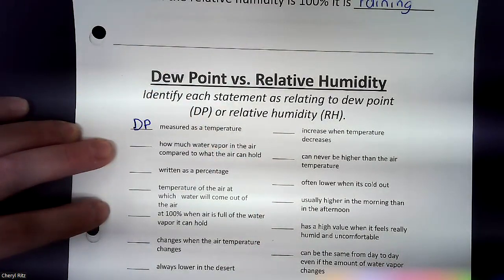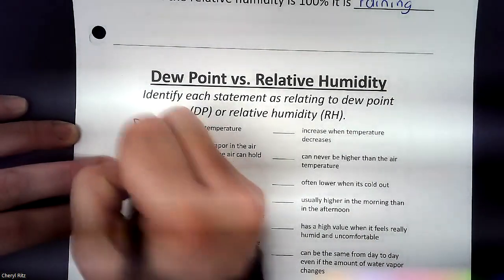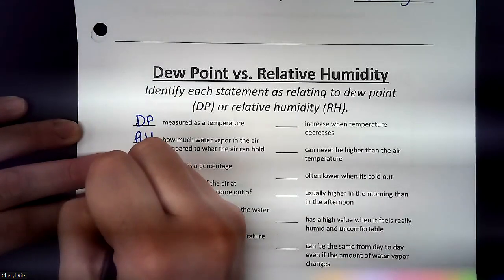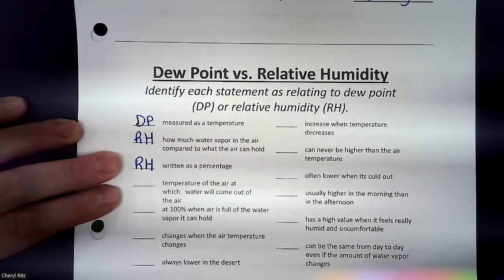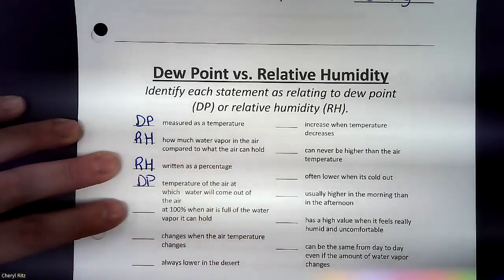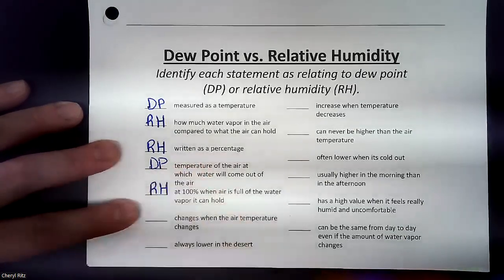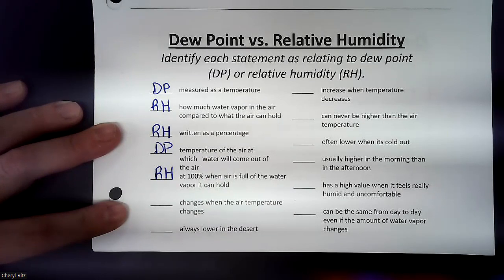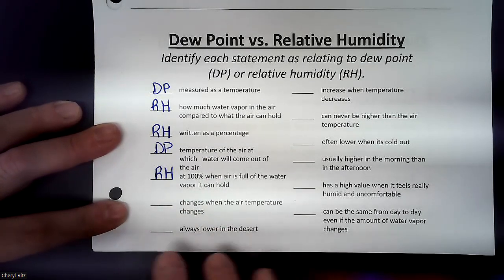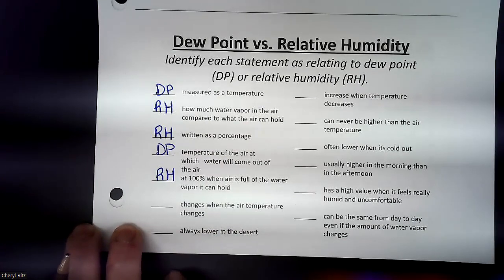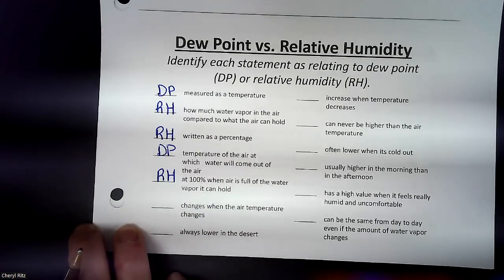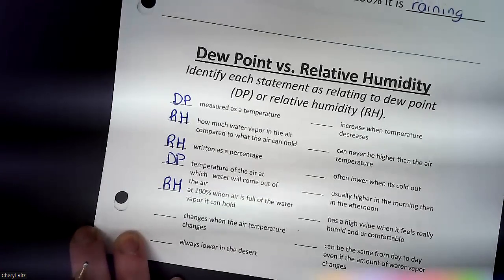How about how much water vapor is in the air compared to what the air could hold? That is relative humidity. Written as a percent? Yeah, relative humidity. Temperature of the air at which water will come out of the air. That is the definition of dew point. At 100%, when air is full of water vapor it can hold, that describes relative humidity. Changes when the air temperature changes. For dew point, if the temperature changes, the dew point would stay the same.